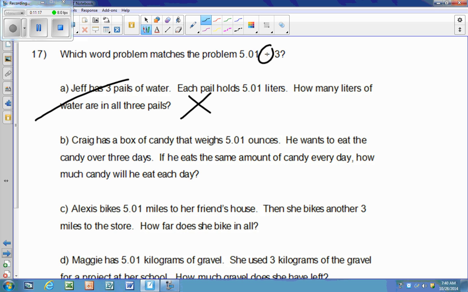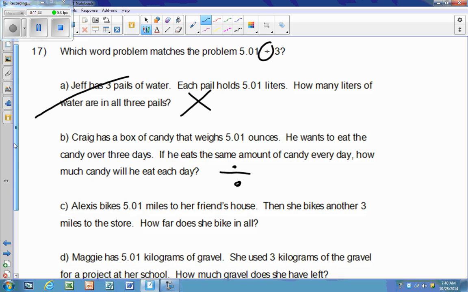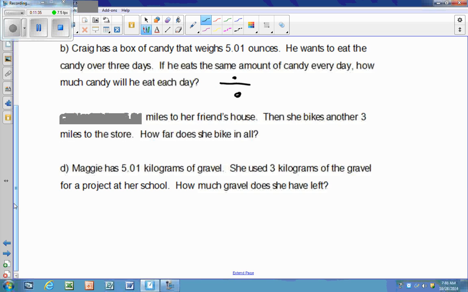Then it says Craig has a box of candy that weighs 5 and 1/100 ounces. He wants to eat the candy over 3 days. If he eats the same amount of candy every day, how much candy will he eat each day? Well, that wants me to split it up, so it is division. So I think this could be correct, but I want to make sure all my other choices don't have anything.